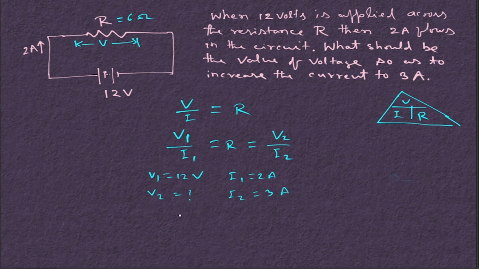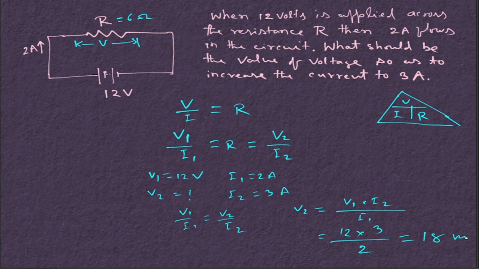So putting in this formula, V1 by I1 is equal to V2 by I2. That means V2 is equal to V1 into I2 divided by I1, that is equal to V1 is 12 into I2, I2 is 3 and I1 is 2. So we will get how much? That is 18 volts.